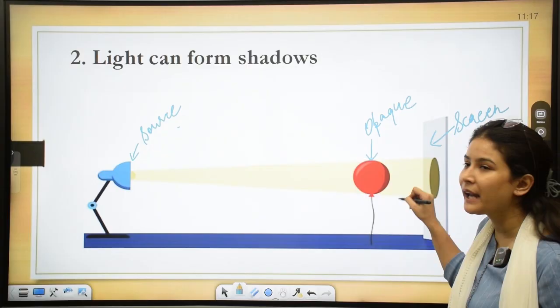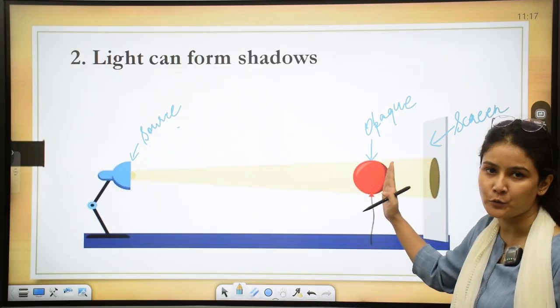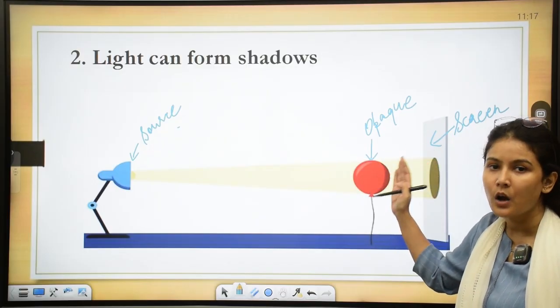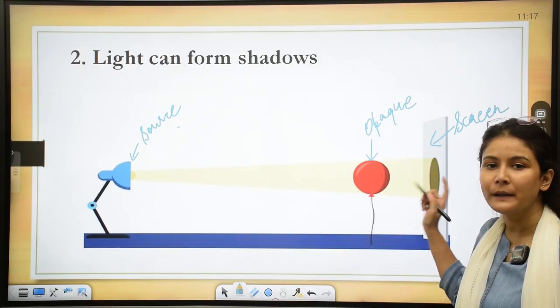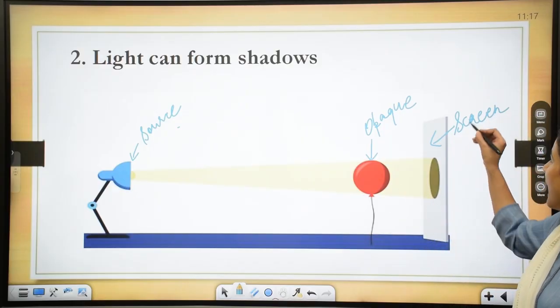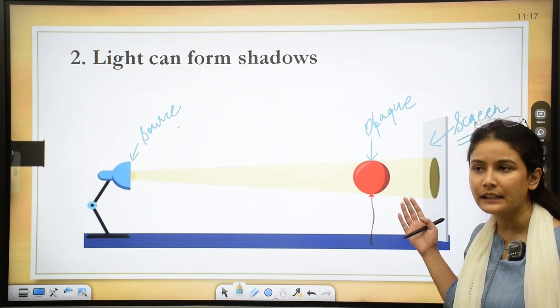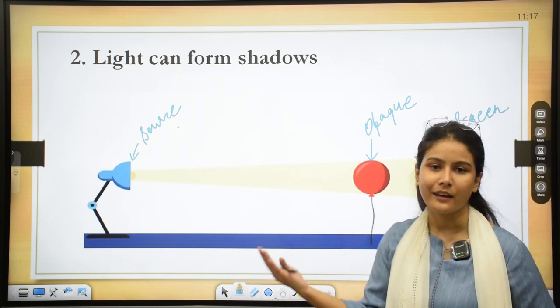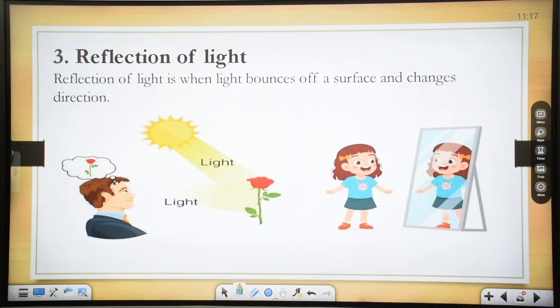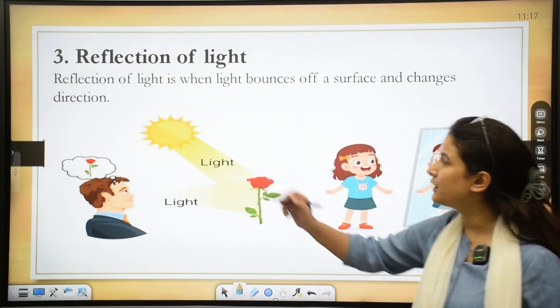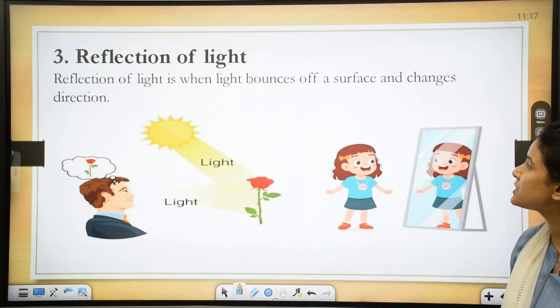If there is no opaque object, if it is a transparent object like air or water or glass, no shadow will be cast on the screen. And we need a screen, obviously, because the shadow has to form on a screen. It cannot form in thin air. Next, reflection of light. Reflection of light is when light bounces off a surface and changes direction.